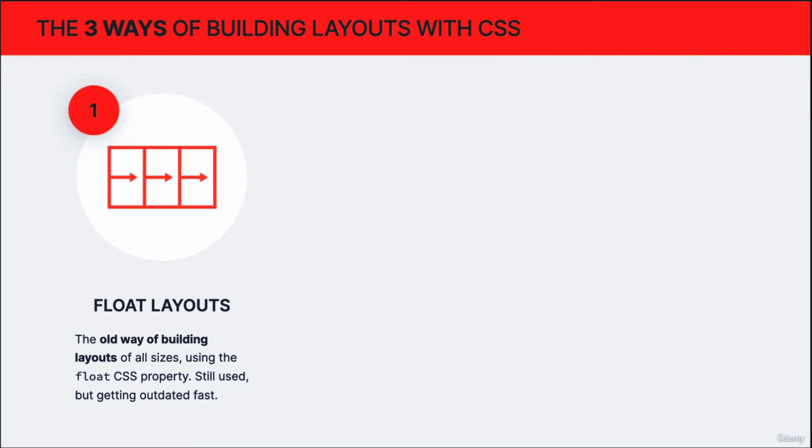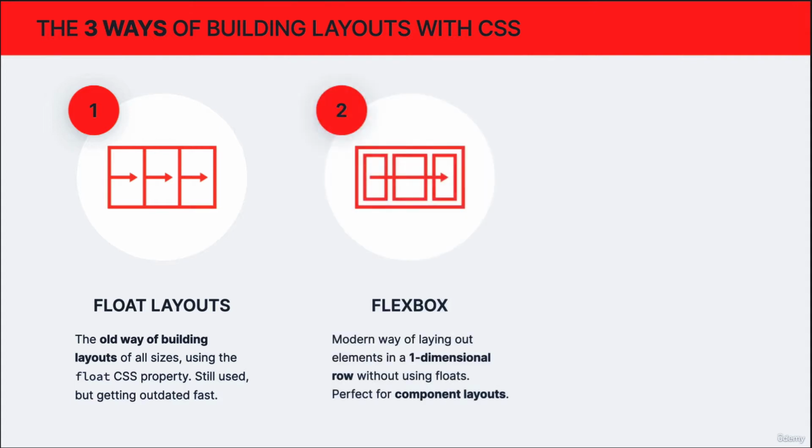But for the main part, we will then quickly move on to one of the newer ways of building layouts, which is using Flexbox. Flexbox is one of the modern ways of laying out elements, and it is perfect for building one-dimensional layouts, so basically a layout which is just a row, all without using floats. So Flexbox might be perfect for simpler component layouts, just like we saw in the last slide.